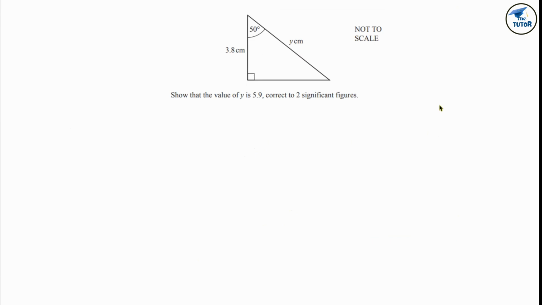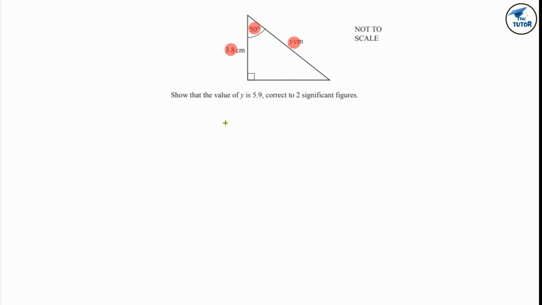Show that the value of y is 5.9 correct to two significant figures. So you have to find y. First of all, determine which ratio you are going to use. What do you know with respect to the known angle? You know the angle. There is an unknown. There is a known side. The known side is adjacent with respect to the 50 degree angle. And we can use cosine because we don't know the hypotenuse. We know adjacent, we know angle. So cosine would be the perfect ratio for this situation.